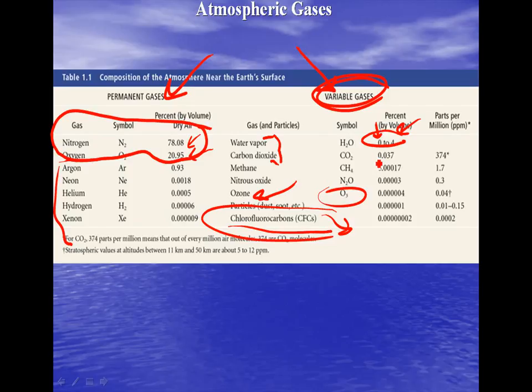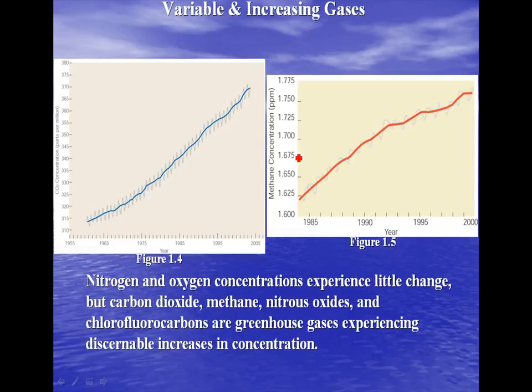And you see here carbon dioxide doesn't look like a whole lot in our atmosphere, but it does make a huge difference. Notice this 374. This is measuring carbon dioxide in terms of parts per million. So 374 parts per million in terms of concentration is made up of carbon dioxide. Why do we care about that? Well, let's take a look at a couple of the graphs here.